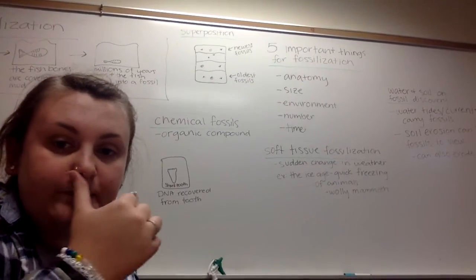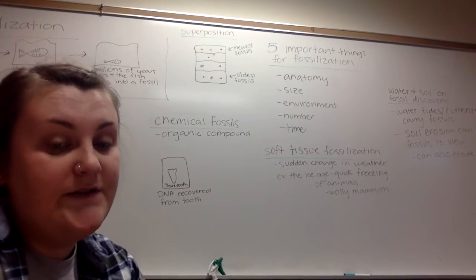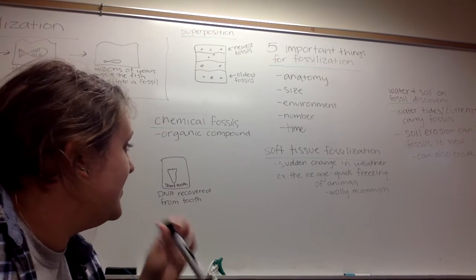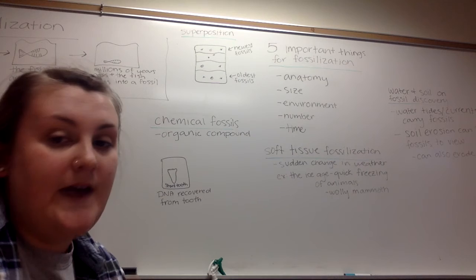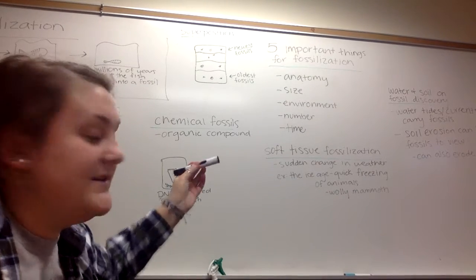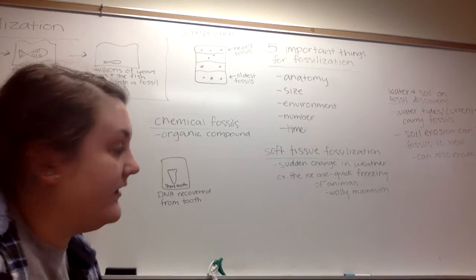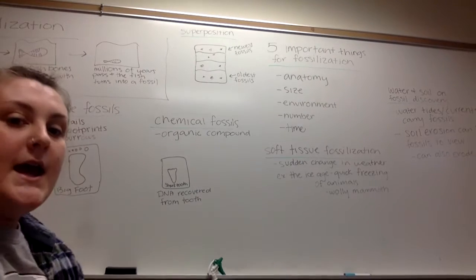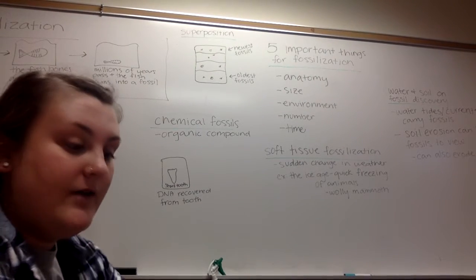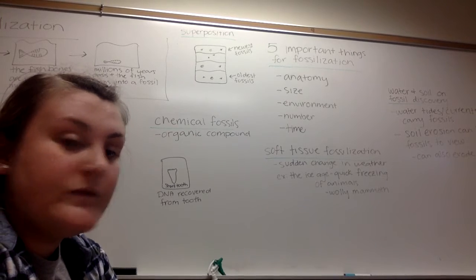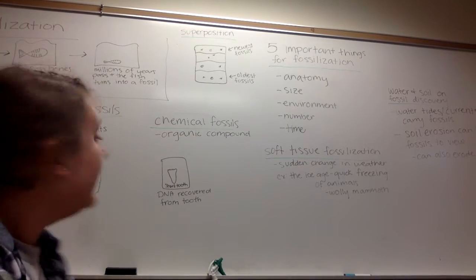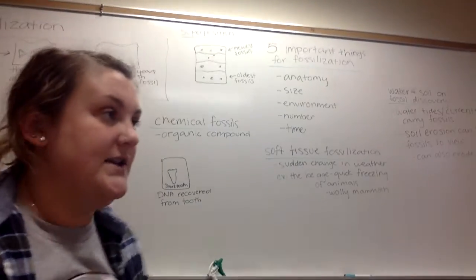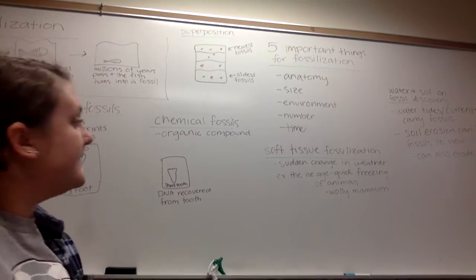Something that's not very common is soft tissue fossilization, and this happens from a sudden change in the weather and the environment. An example would be the Ice Age. The woolly mammoths literally froze, so their soft tissue and everything was preserved. Another example could be if a volcano were to erupt, the lava could preserve footprints, and that would create trace fossils. So soft tissue fossilization can only happen under certain circumstances.